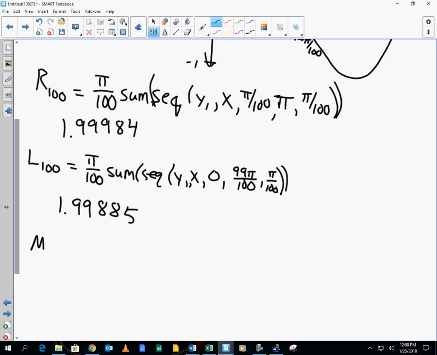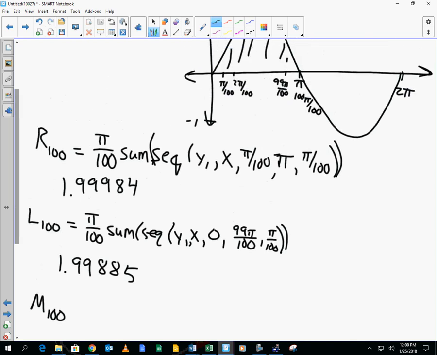I'll do the midpoint. Uh-oh, we got to do some thinking here. What's halfway between pi over 100 and 0? Pi over 200. What's halfway between 99 pi over 100 and 100 pi over 100? 199 pi over 200.